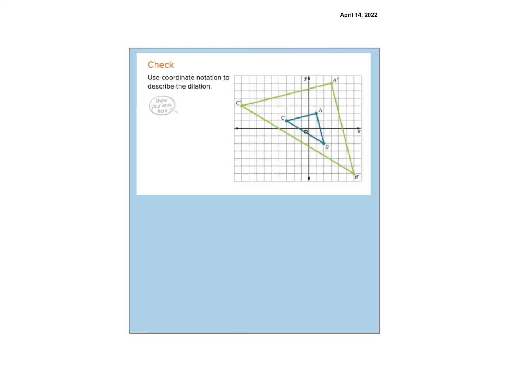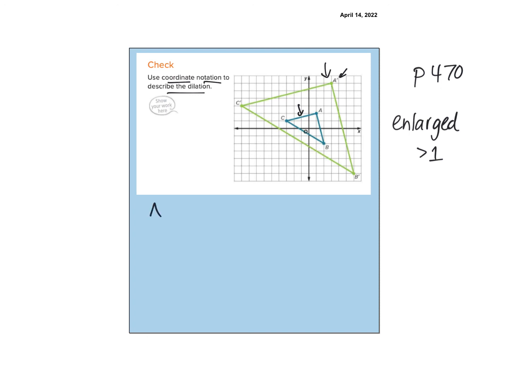All right, one more. Let's try the check here, which is on page 470, so make sure you have that open. Again, it says use coordinate notation to describe the dilation. So the first thing I would think is, hey, here's my original one, here's my new one. I know that because of the prime. It looks like it enlarged. So I'm hoping when I get my scale factor or my rule that the scale factor is a number larger than 1 since it enlarged. I always think that in my head first.